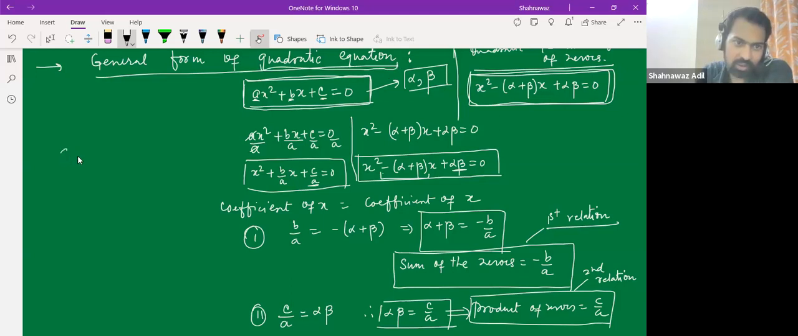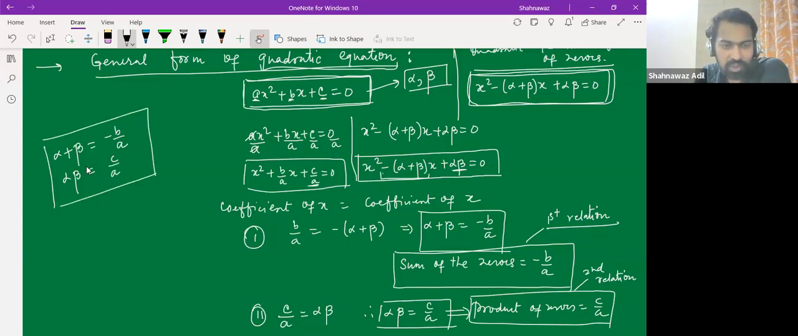Okay, the sum of the zeros, let me write, alpha plus beta, is minus b by a, and then the other, the product, is c by a. So these are the combinations, or the relations, that I can have.